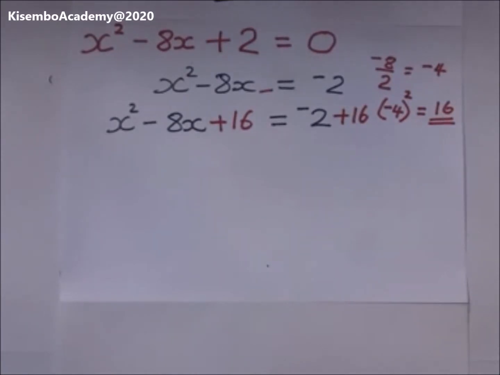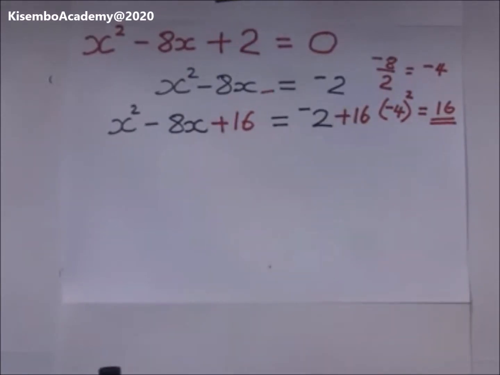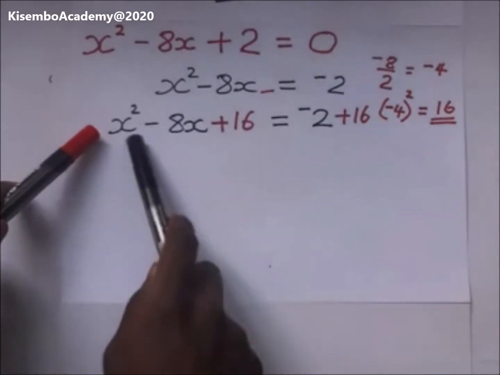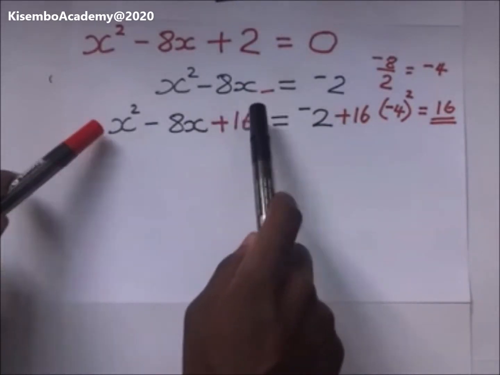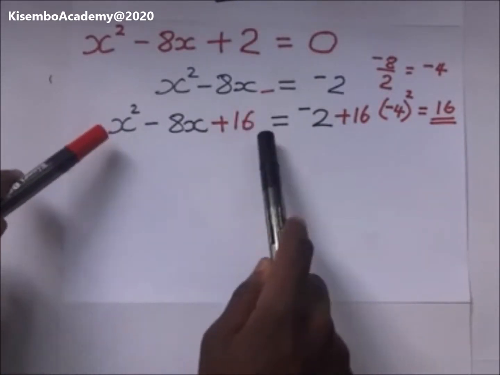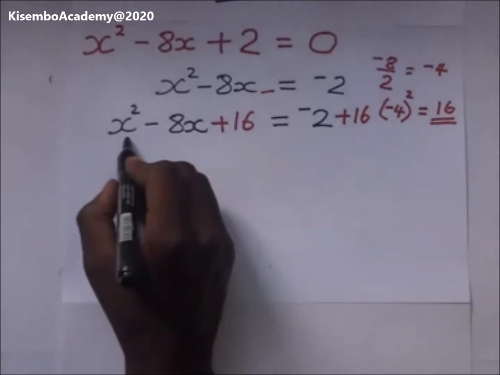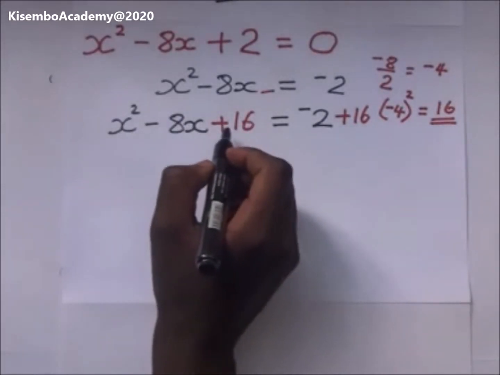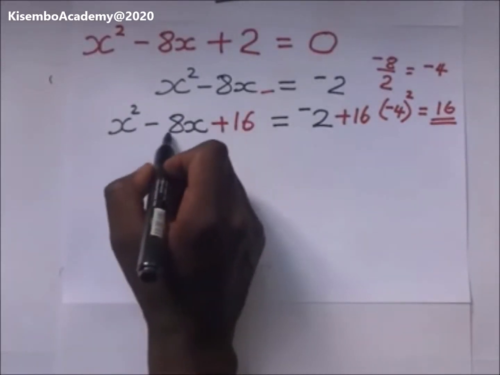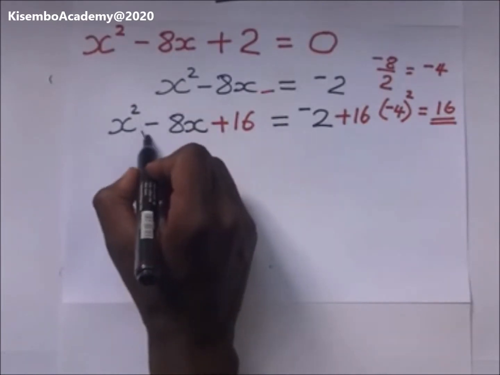Now, the reason we do that is, in so doing, we have made this side of the equation a perfect square. So we'll continue working in that light. Factorizing this equation means that you're supposed to get two numbers to split this middle term into two.